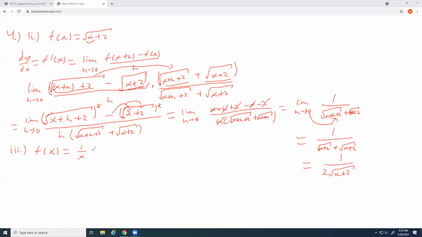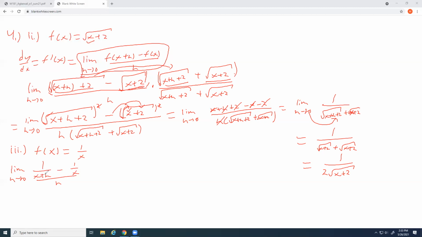All right. So number 3, we have f of x is equal to 1 over x. So what we're going to do is we're just going to plug into this formula again. We'll just have the limit as h approaches 0 of f of x plus h, like we did before, wherever we see an x, put x plus h, 1 over x plus h, minus 1 over x, all divided by h.